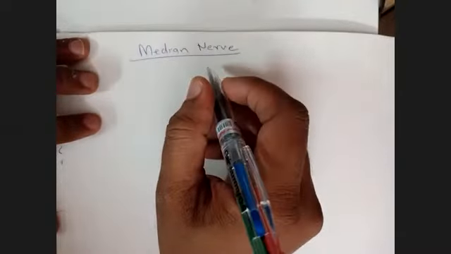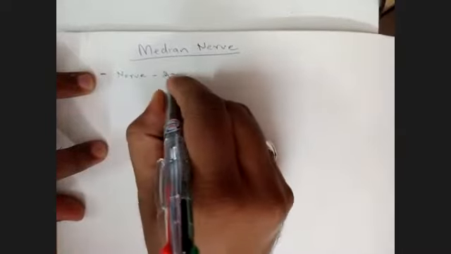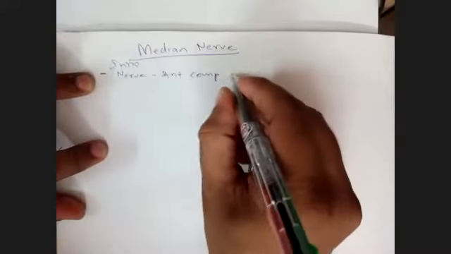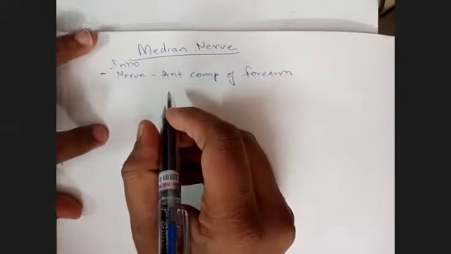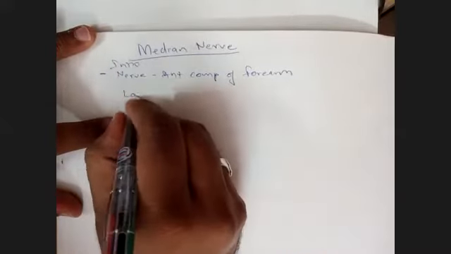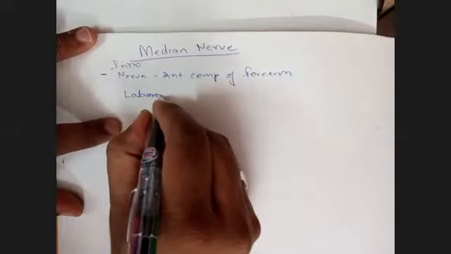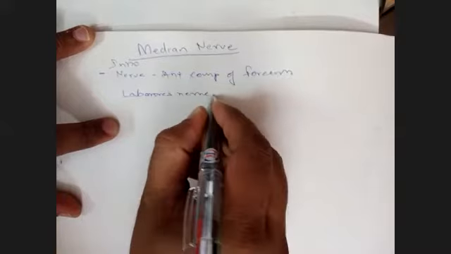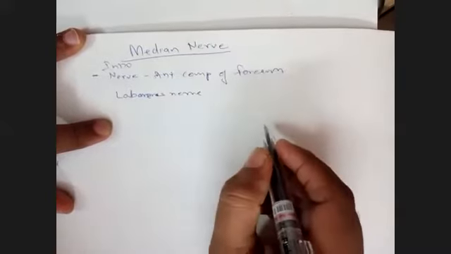Now, median nerve is the main nerve of the anterior compartment. I'm talking about the introduction, anterior compartment of forearm. And these forearm muscles are very much prominent in the laborers, and therefore this nerve is called the laborer's nerve.